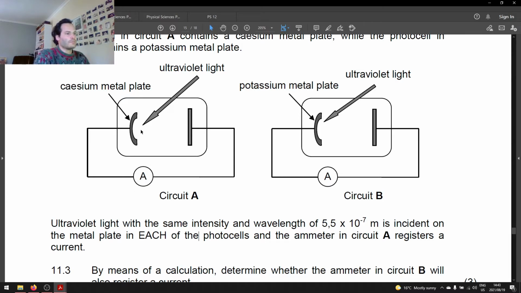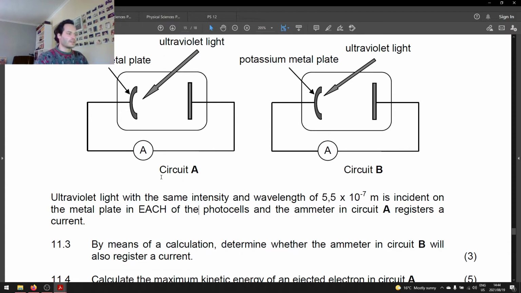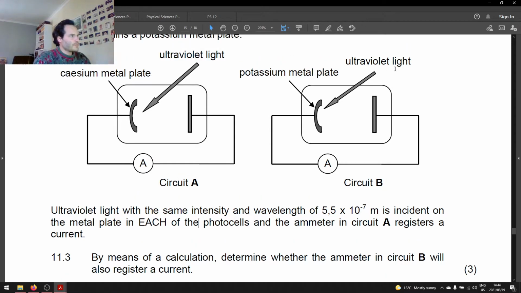What does that mean? It means the photoelectric effect is taking place. Electrons are being ejected from the cesium plate, they're landing on the other electrode, and the circuit is completed. So the photoelectric effect is definitely taking place for cesium. Then they say in 11.3, by means of a calculation, determine whether the ammeter in circuit B will also register a current. So ultraviolet light is shone on the potassium plate, but I don't know whether or not electrons are going to be emitted. All I know is that the wavelength of the ultraviolet light is 5,5 times 10 to the power of -7 meters.